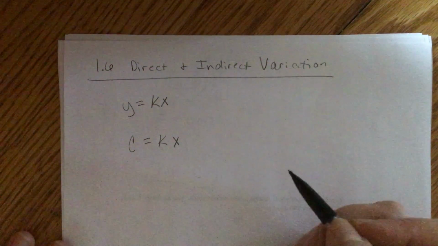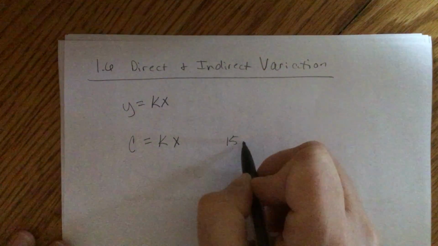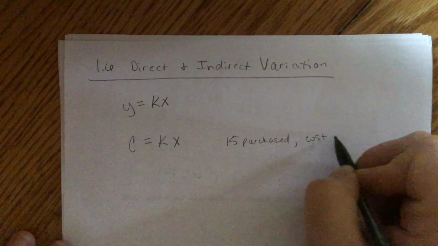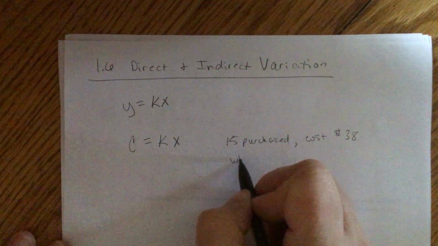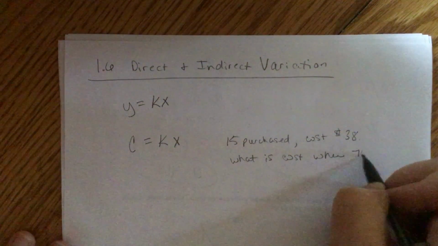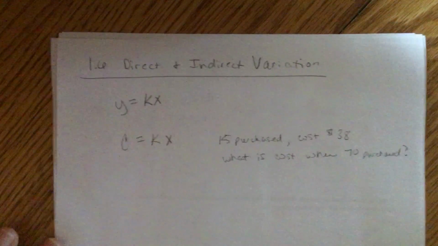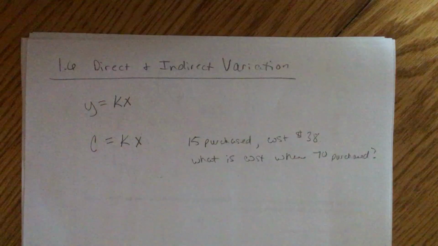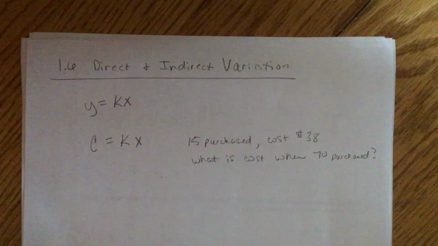All right, so it'll tell you something like when 15 things are purchased, the cost was $38. And then it'll ask you a question. What is the cost when 70 are purchased? Now, there is a shortcut you can do with these direct proportions when there's only two things involved, but I'm going to go ahead and work it the long way. Then I'm going to show you the shortcut because the shortcut doesn't work as well for the other problems.